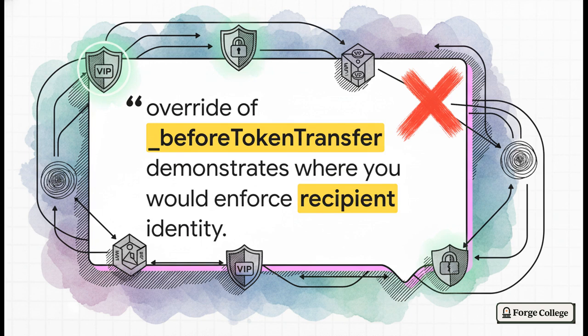We actually override the before token transfer hook. We use this as an interceptor to demand that the recipient also has a registered DID. This means nobody can bypass our security just by transferring the token on the secondary market. The rules apply to everyone forever.